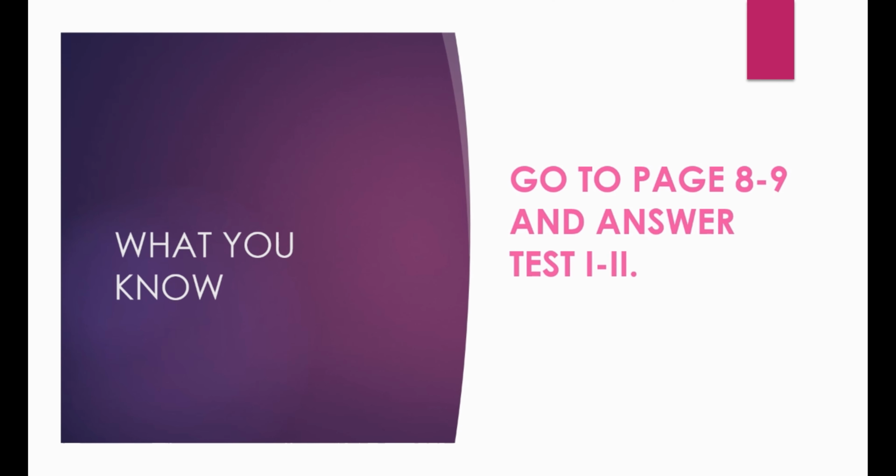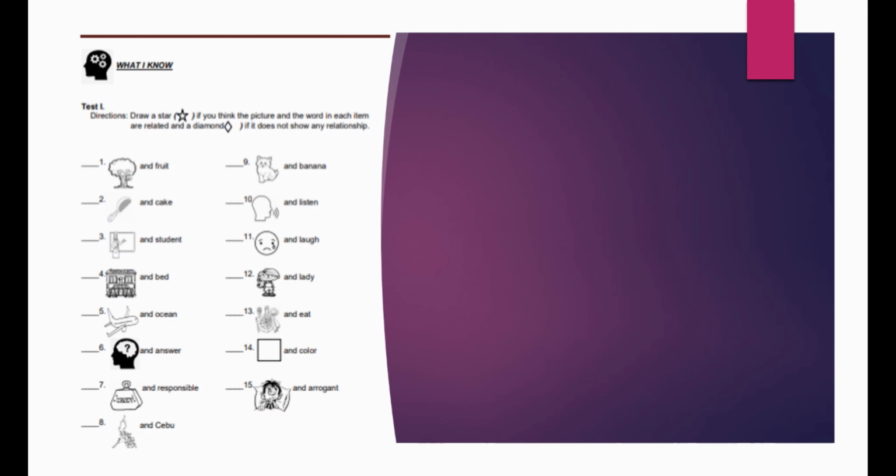Before we go on, let's learn what you know about the topic. Go to page 8 of your module and answer Test 1 and 2. On page 8, Test 1, draw a star if you think the picture and the word in each item are related, and a diamond if it does not show any relationship.